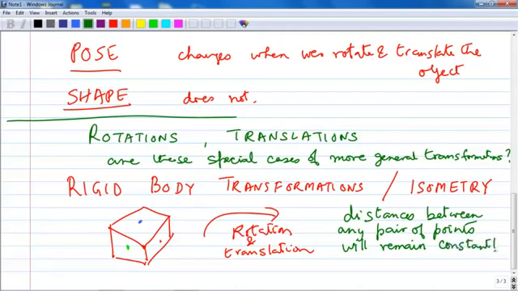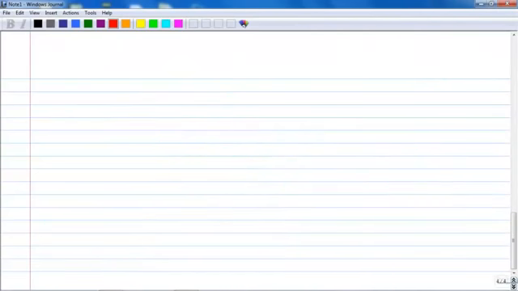Right? If you move the object, the distance between, say, these two points will remain the same. So this distance stays constant. So we know that this happens for a rotation and a translation. Now let's think of some object when this won't be the case.